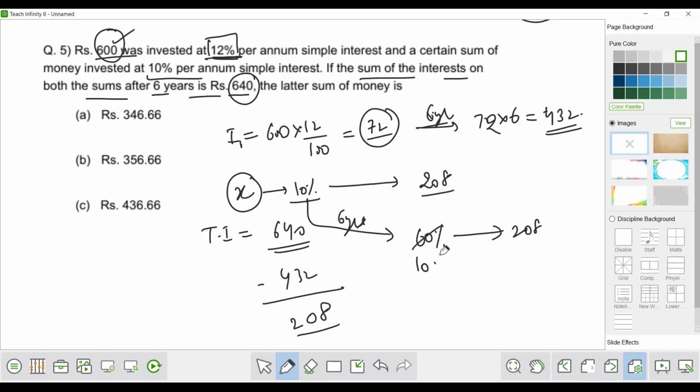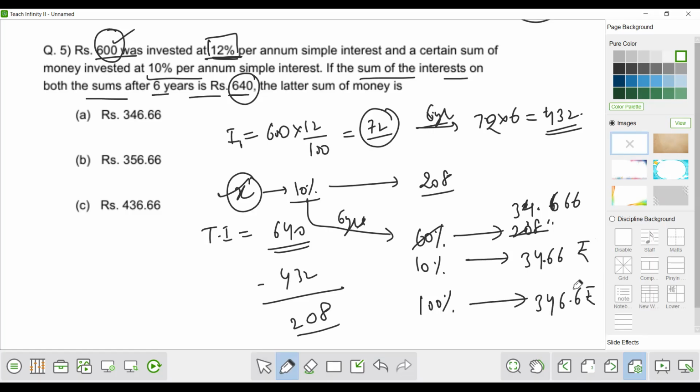So here we get the value of 10% is 34.666. So the value of 10% is 34.66 rupees. So what we need to calculate is this x, this is 100%, and this is 346.66 rupees. This is our answer. So the second amount x is 346.66.